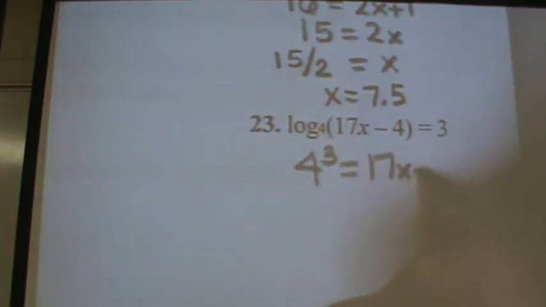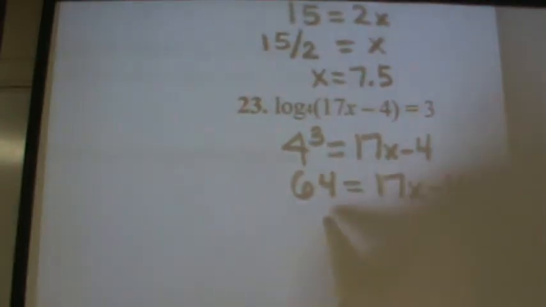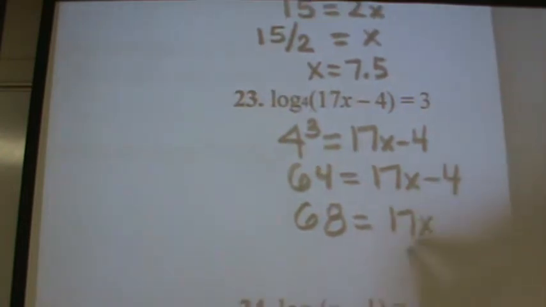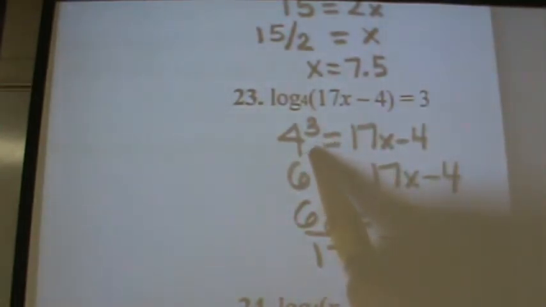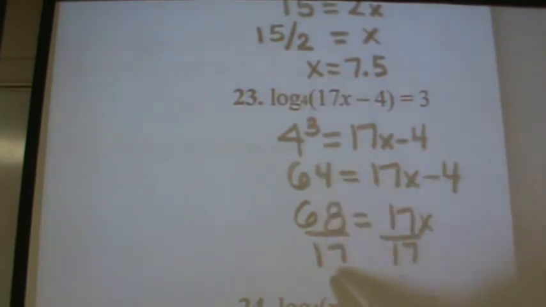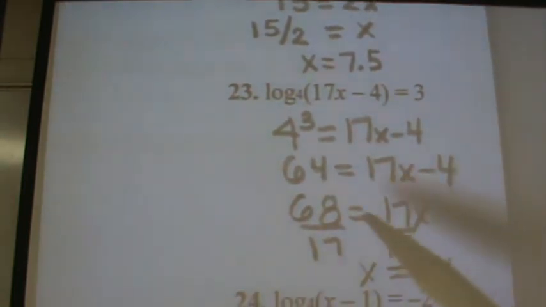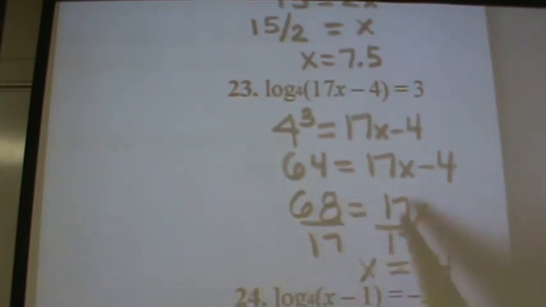Rewrite this as 4 to the 3rd power. And 4 to the 3rd power is 64. Add 4, you get 68. And divide by 17. The answer to this one says x is 4. And that works. 68 divided by 17 is 4, and 4 works.